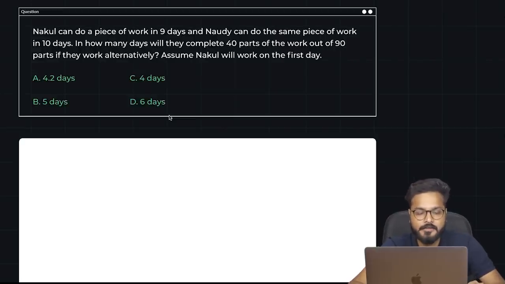Okay. Knuckle can do a piece of work in 9 days and Noddy can do the same piece of work in 10 days. In how many days will they complete 40 parts of the work out of 90 parts if they work alternately? Assume Knuckle will work on the first day. You guys can pause the video and start solving this on your own now.